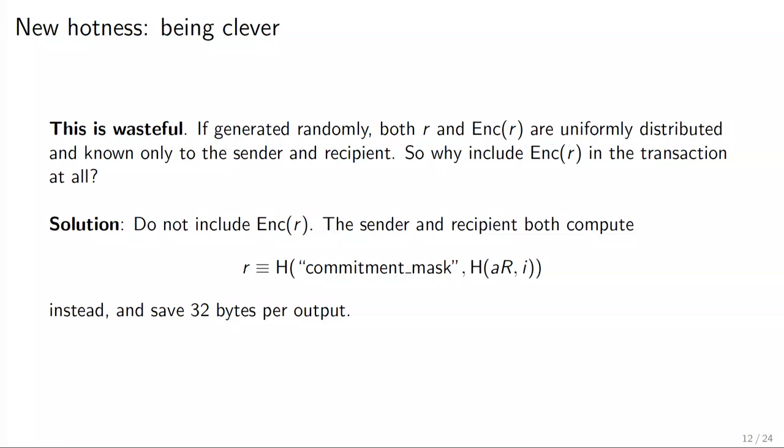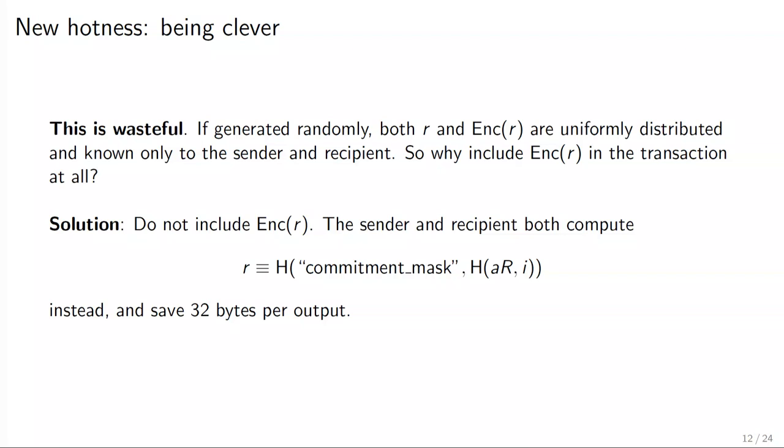What we realized is that this construction is a little bit wasteful. In particular, if they are generated randomly, because remember I said this whole Pedersen mask thing is just supposed to be some randomly generated value only known to the sender and the recipient. But if it's generated randomly, both the mask and this obfuscated version of the mask look random and are only known to the sender and recipient. So in that case, why do we bother including this specially crafted version of the encrypted mask in the transaction at all? So instead, we don't actually send that anymore.